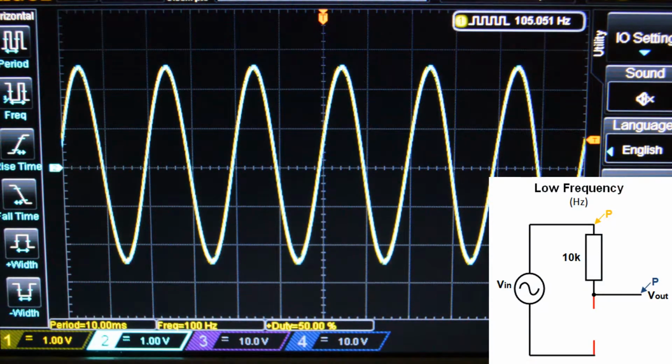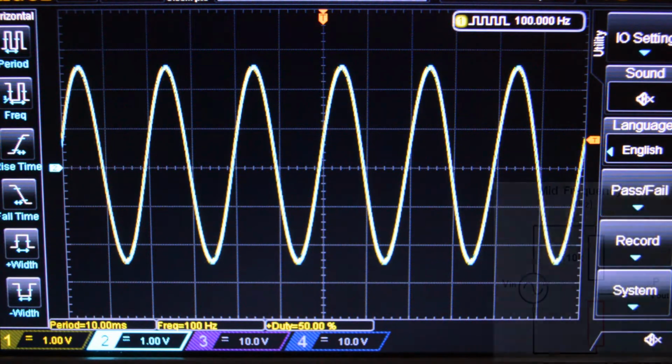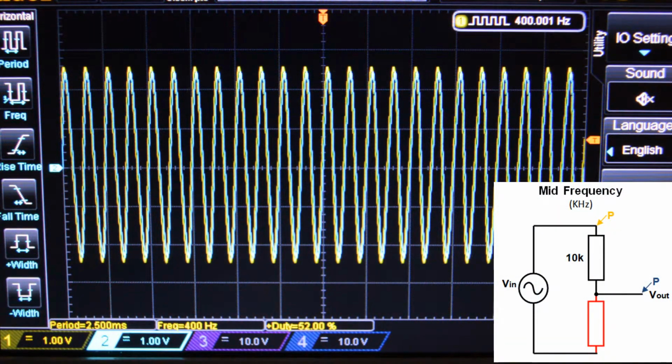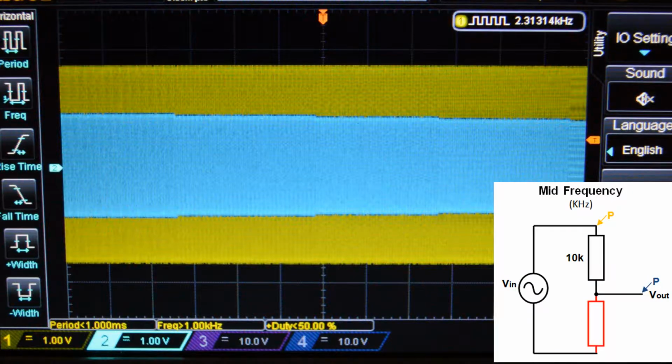So for low frequency, in the hertz, the capacitor acts like an open circuit. Its resistance is incredibly large, effectively trying to output the input. As we move into the mid-frequencies, the kilohertz, we begin to see the amplitude decrease, almost like a conventional potential divider, where the resistance of R2 is dropping.